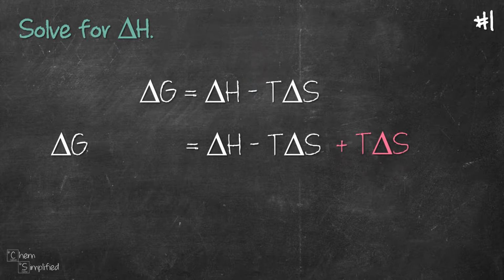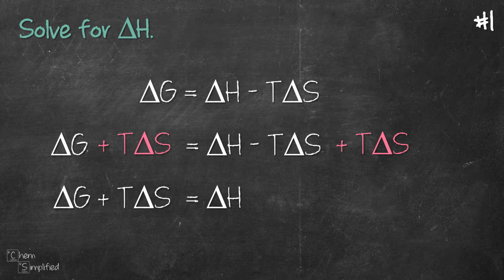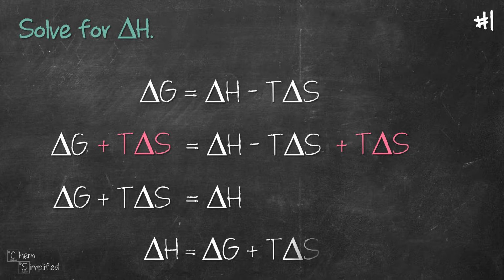Since we did that for the right-hand side, we'll need to do the same on the left-hand side as well. This is really important to keep in mind. Whatever you do on one side of the equation must be repeated on the other side. Otherwise, you will change the original equation without knowing it, and you'll get the whole thing wrong. Okay, now we simplify the equation and we get delta G plus T delta S equals delta H. I'm going to rewrite the equation so that I have delta H on the left-hand side, and there we go.